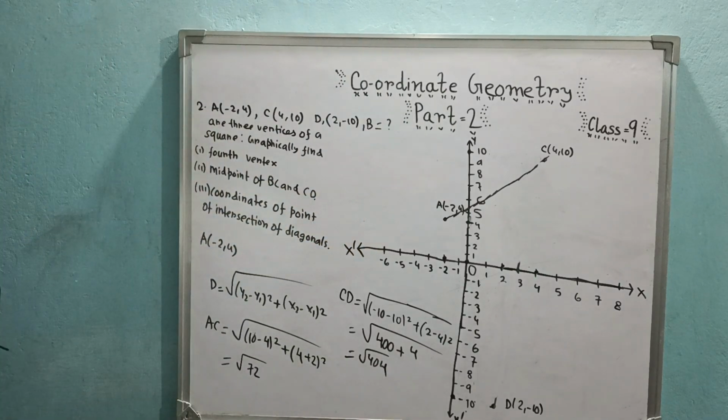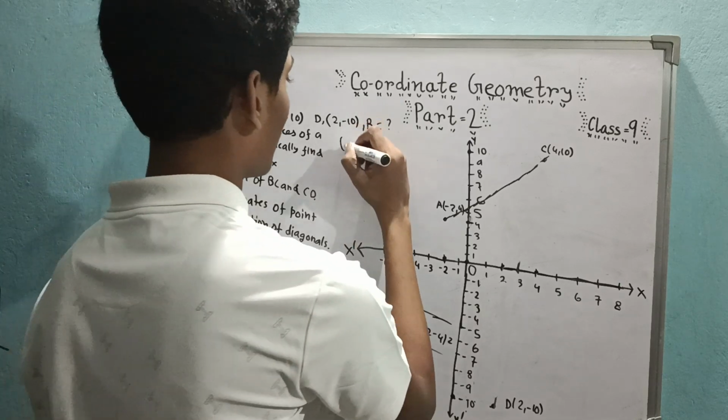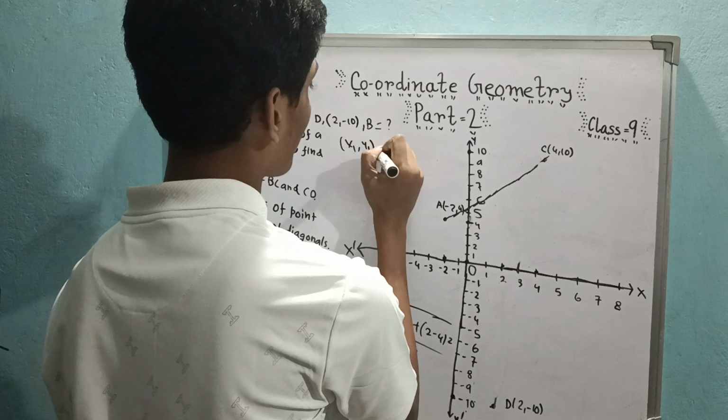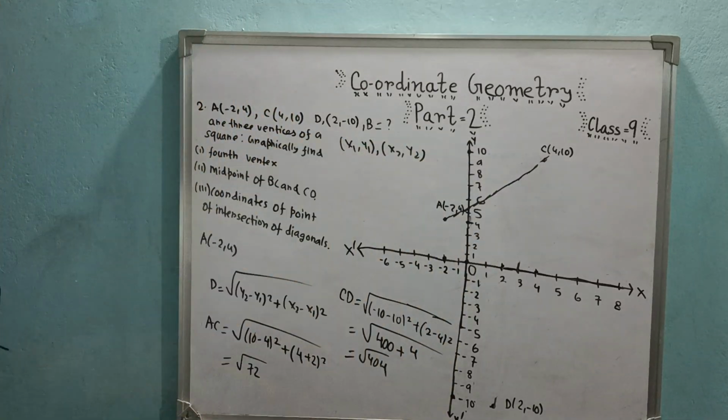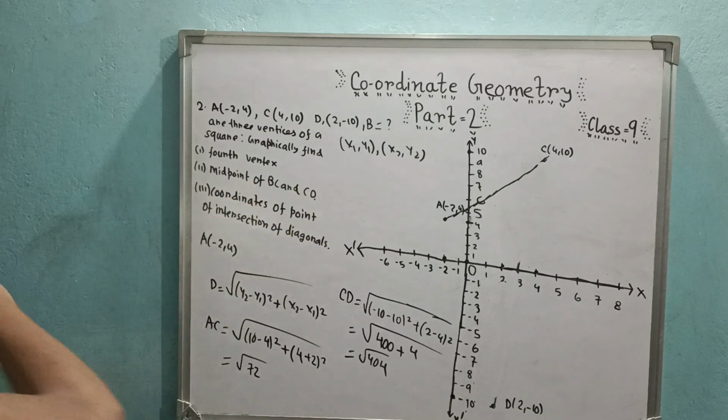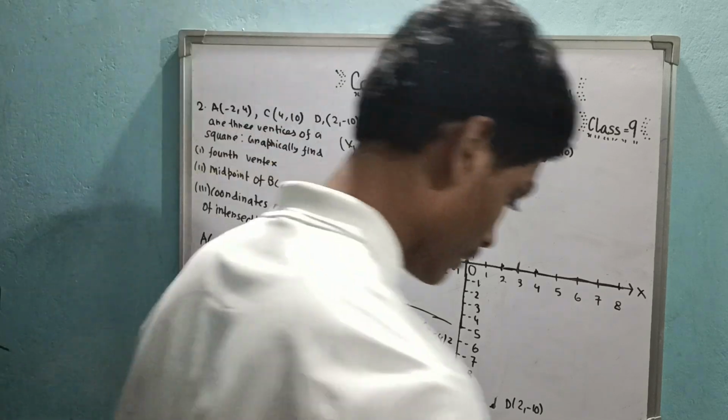AC is not equal to CD. This is not a square. Something is wrong in the question. Remember the distance formula? We learnt it earlier. It is for 2 points, suppose x1, y1 and x2, y2. The distance between them is the root of y2 minus y1 whole square plus x2 minus x1 whole square. Obviously all sides of a square are equal, but here that is not the case. It's a parallelogram actually, I think, right?